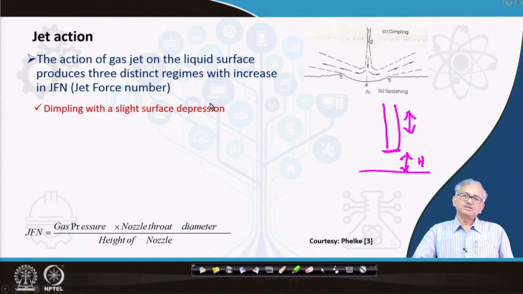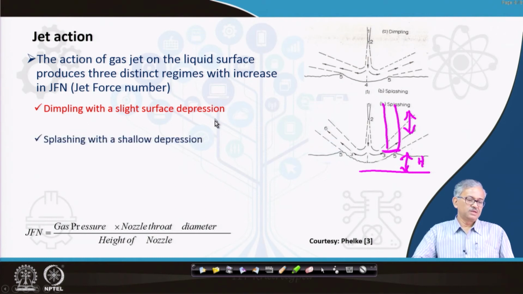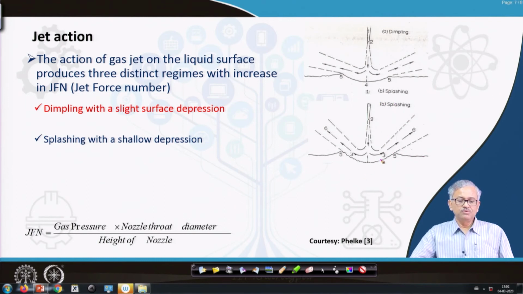Then if you increase the jet force number a little bit, you get what is called splashing with shallow depression. It was dimpling, now it is the splashing condition with the shallow depression. Here it was a slight surface depression, and here the depression is more compared to the dimpling. In the case of splashing, the depression is a little more.